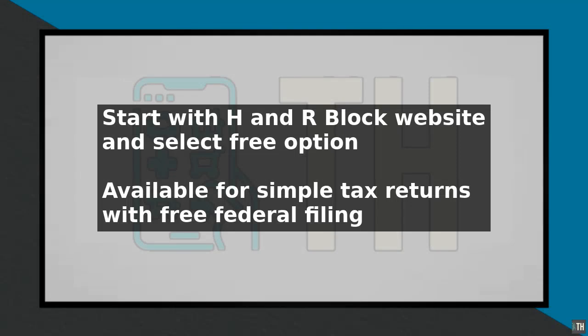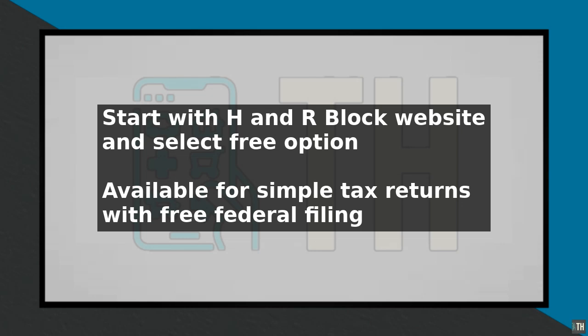To use H&R Block free, start by going to the H&R Block website and selecting the free option. This version is available for simple tax returns and includes free federal filing and one free state return. First, create an account or log in if you already have one.